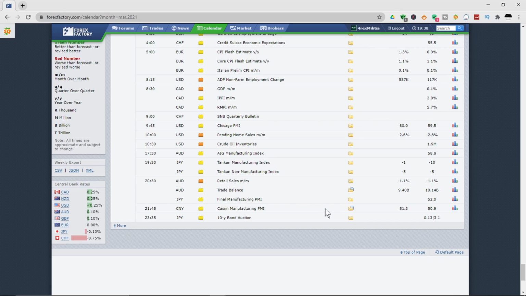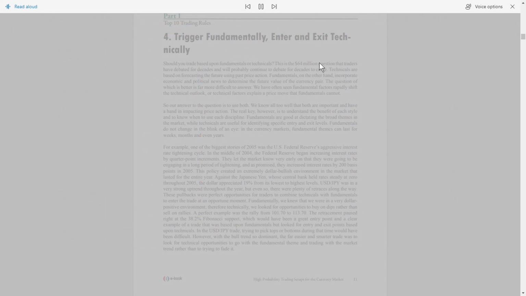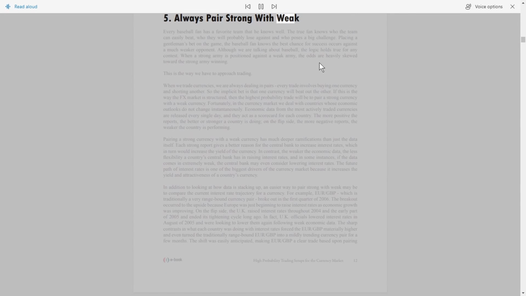Okay, let's get on to number 5. Always pair strong with weak. Every baseball fan has a favorite team that he knows well. The true fan knows who the team can easily beat, who they will probably lose against, and who poses a big challenge.